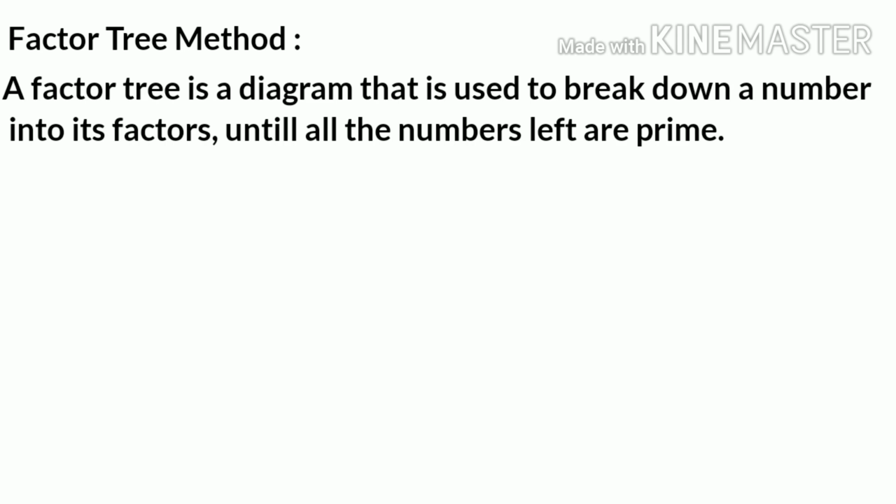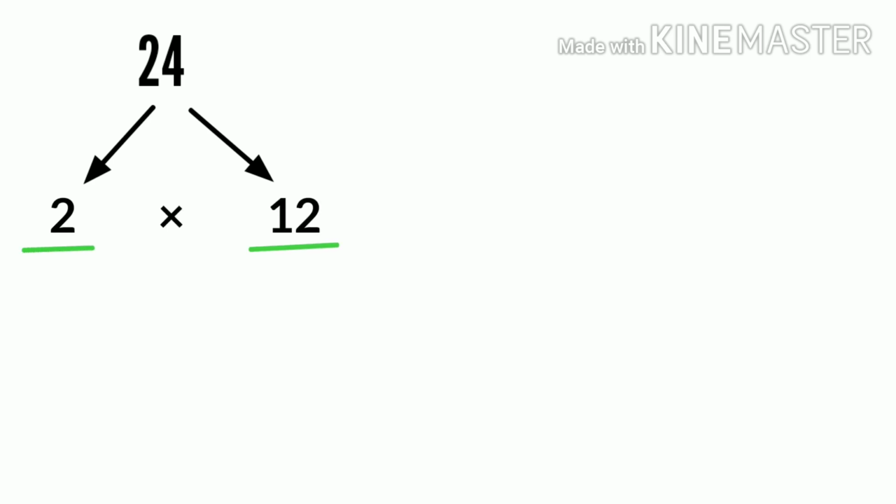So let us take the example of 24. Suppose we have to write the prime factorization of 24 using the factor tree method. So what we are going to do is, we will first consider 24 as the root of the tree. Then we will write a pair of factors as the branches of the tree. So basically, we split 24 into its factors. So here we split 24 as 2 multiplied by 12.